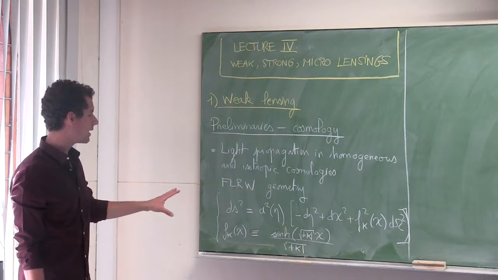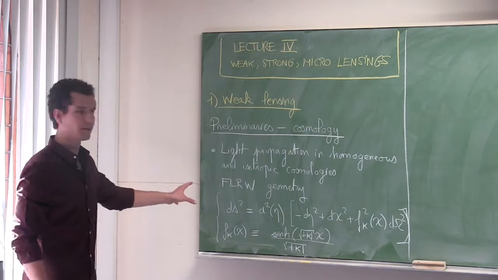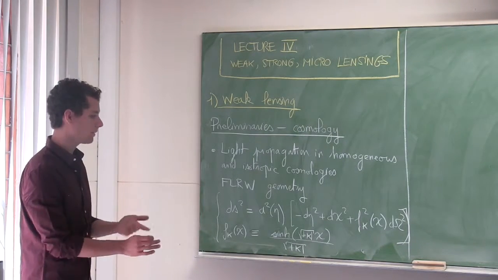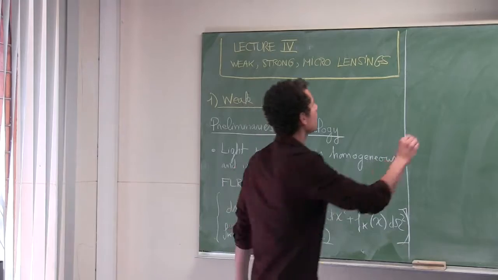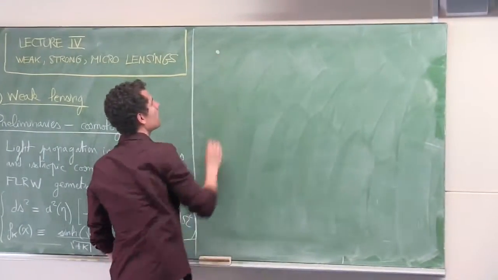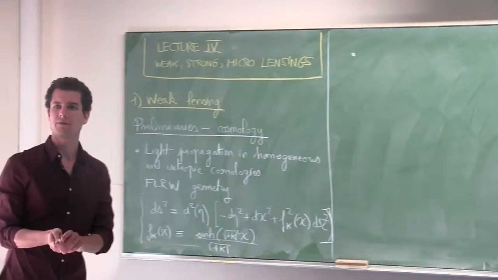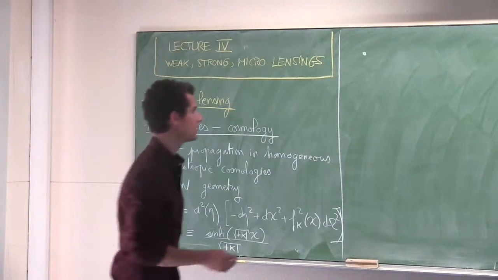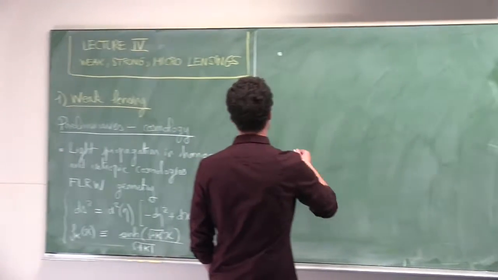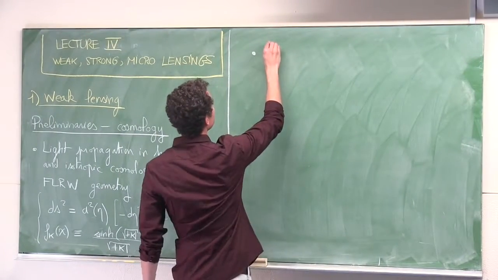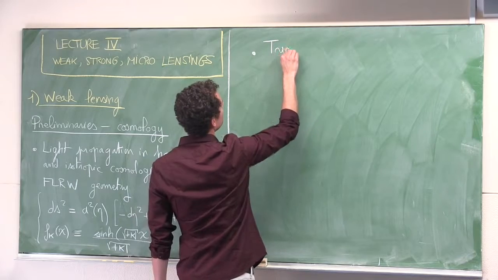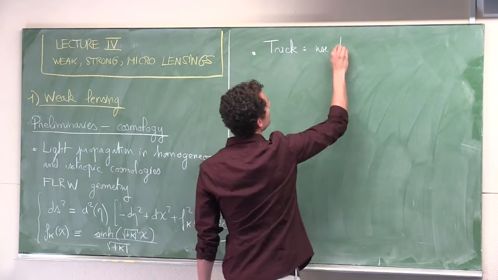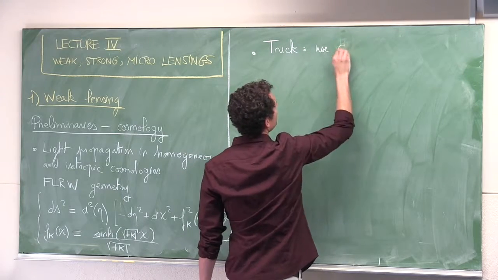So we would like to know first how light propagates through this kind of universe, this kind of space-time. And for that purpose, a good thing is to use the property that I introduced in the first lecture, which is the conformal invariance of light propagation, the laws of optics. Use conformal invariance.